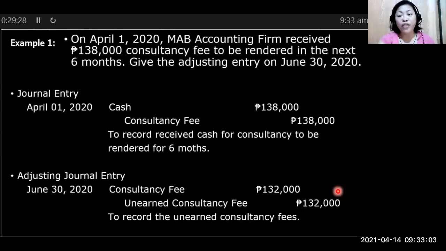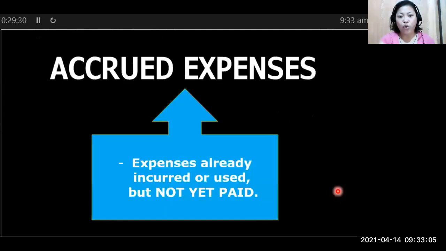Now, let's move to another transaction, and that is accrued expenses. What are accrued expenses? These are expenses already incurred or used but not yet paid. So you have already incurred or used them but not yet paid. What are the examples?